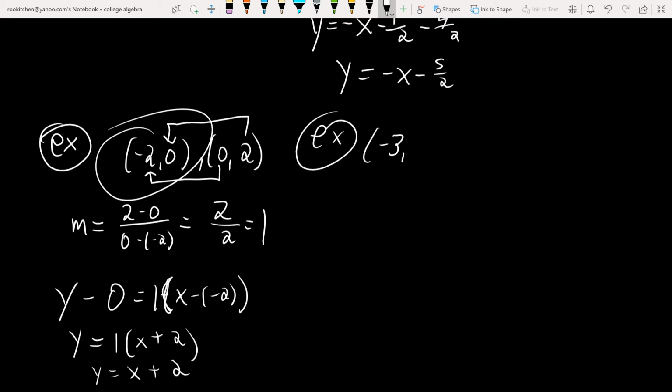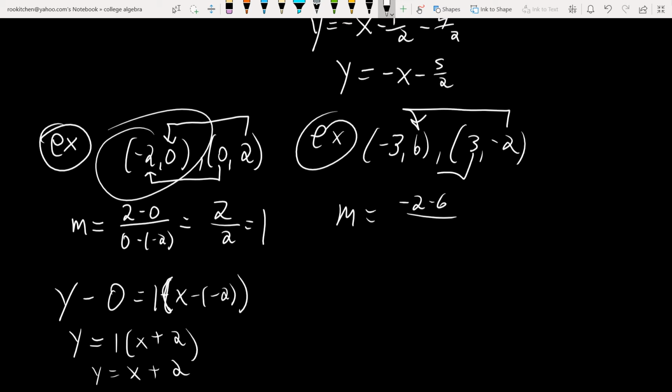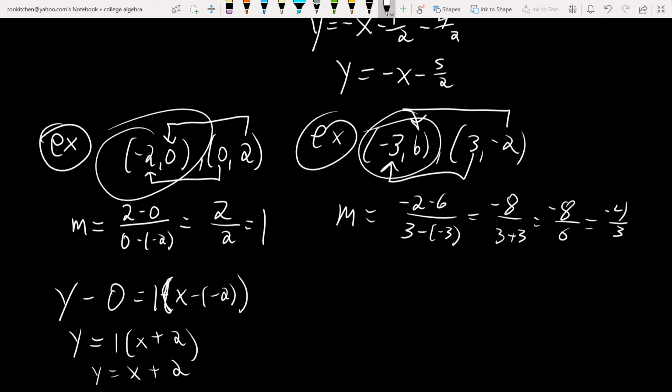So we have (-3, 6) and (3, -2), and we need the slope. Okay, so negative 2 minus 6 all over 3 minus negative 3. It's going to be negative 8 over 3 plus 3. Negative 8 over 6. Simplify your slope, so negative 4/3. Then go to your point-slope form. So I'll just use the first point. So y minus 6 is negative 4/3 times x minus negative 3.